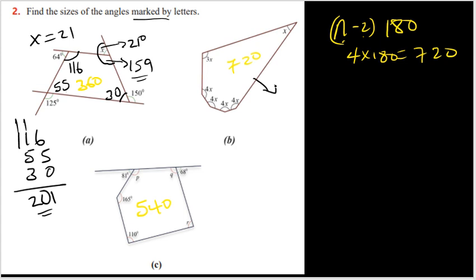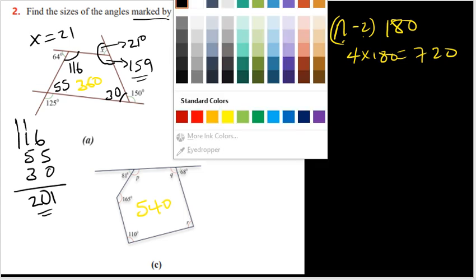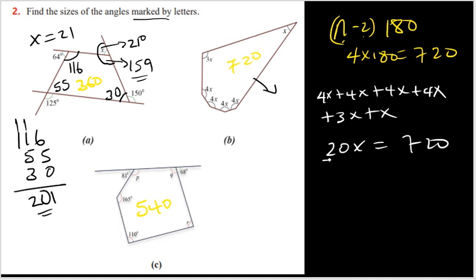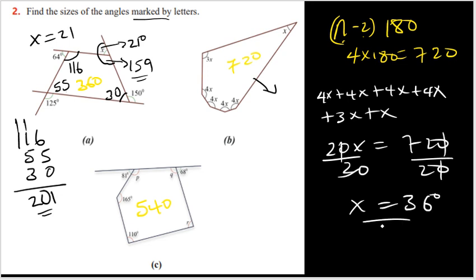The second one, B, I have to add all of the angles. That means how many x's are there? 4x plus 4x, 4x plus 4x. How many 4x's are there? 4. And then plus 3x plus x. The total number of angles is 6. When you add it, 8, 12, 16, 19 plus 1, 20x, which is 720. So divide by 20 on both sides. x is equal to 36.